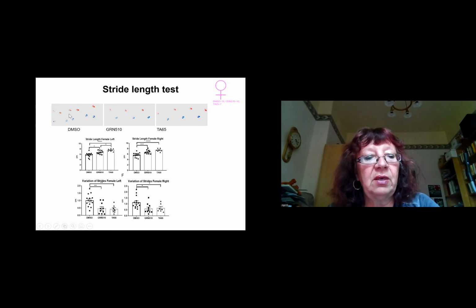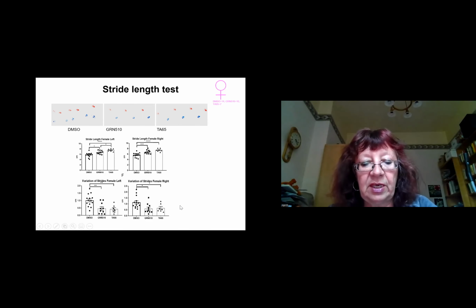And you can already see it's not only the length of the stride, but also the variability. So sometimes you have a very long step, then you have a very short one. And if you now look to the activator treated mice, you see it's quite even, and the length also in general is higher. So here we measured the stride length in the females at the left, for the left, and for the right foot. And then, so both are longer significantly with both activators. And then also the variation, which decreases because the mice walk more evenly.